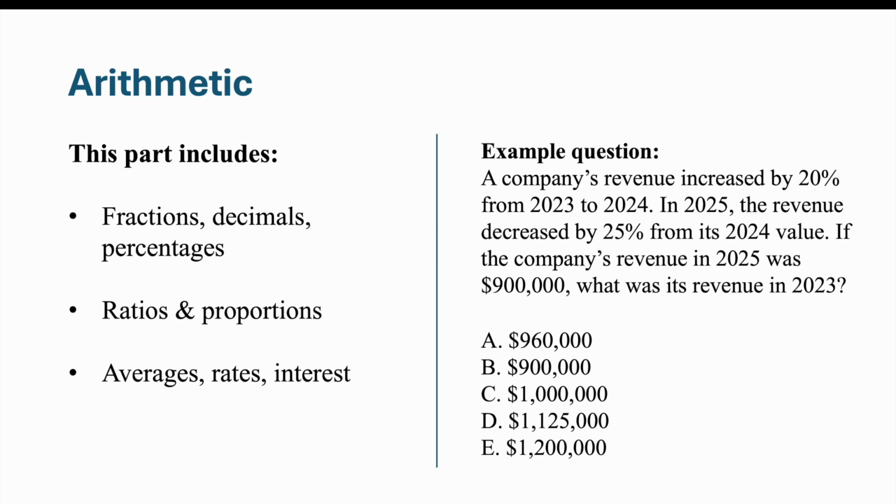I just read it for you. A company's revenue increased by 20% from 2023 to 2024. In 2025, the revenue decreased by 25% from its 2024 value. If the company's revenue in 2025 was $900,000, what was its revenue in 2023? You can pause the video and think for yourself, 1 to 2 minutes, if you want to solve this yourself. Otherwise, I will just skip to the result in 5, 4, 3, 2, 1. The correct result is 1 million.